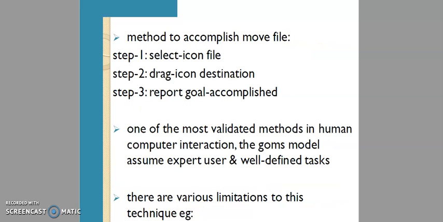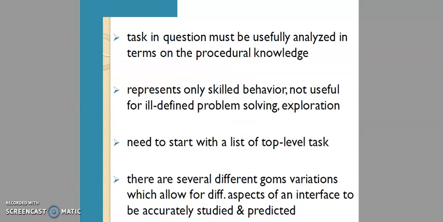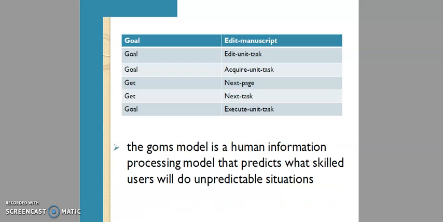There are various limitations to this technique. For example, the task in question must be usefully analyzed in terms of a procedural language. It depends on skill behavior, not useful for ill-defined problem-solving exploration. Need to start with the list of top-level tasks. There are several different GMS variations which allow different aspects of an interface to be accurately studied and predicted. Already we have seen the example goal, edit. Goal is edit unit task, goal acquire the unit task, get next page, next task, and execute unit task.